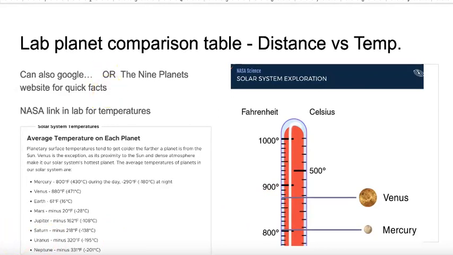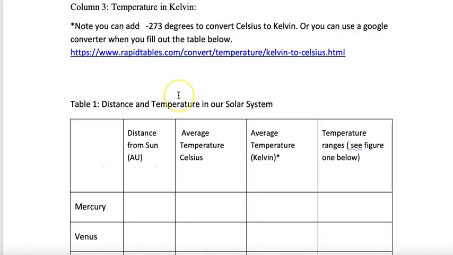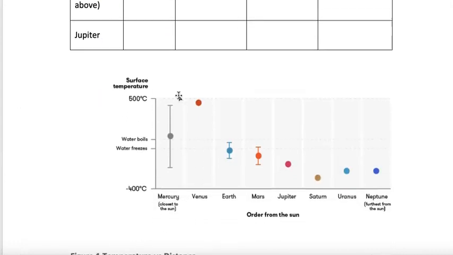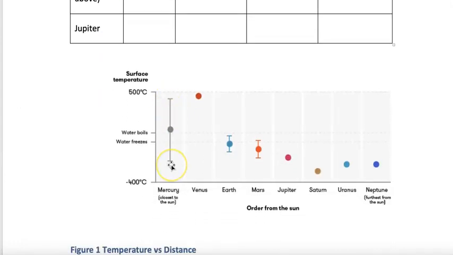There's also a chart on your lab that gives you a range of temperatures below, so don't forget to look at this. You can look at the range of temperature on Mercury, which goes from very hot to very cold because it has such a slow rotation, and it can get extremely cold on the side away from the sun. You'll look at the other temperatures and just sort of do your best to figure those out.